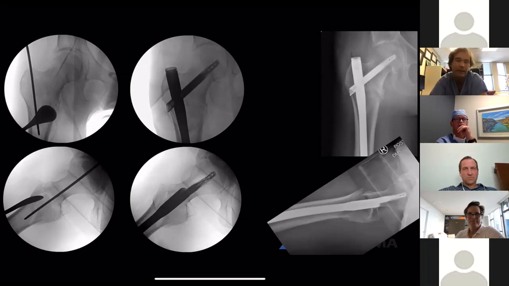So you see that displacement much more notably on that lateral that we got postoperatively, which is just a little bit less of a rotated view, right? So that's where you see the anteromedial neck better.